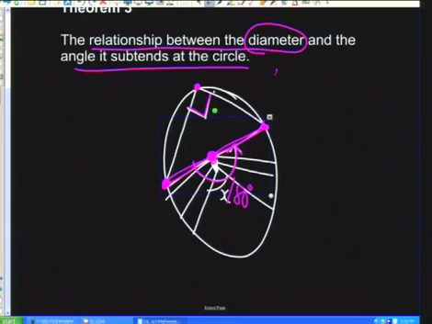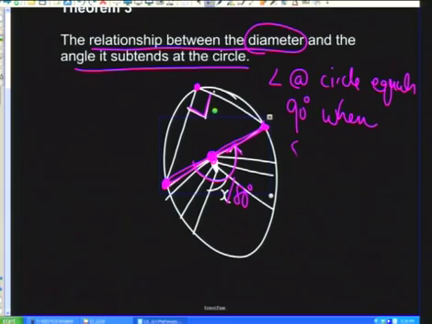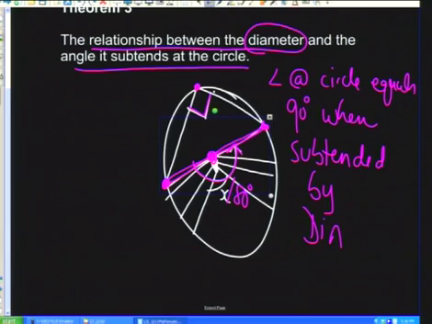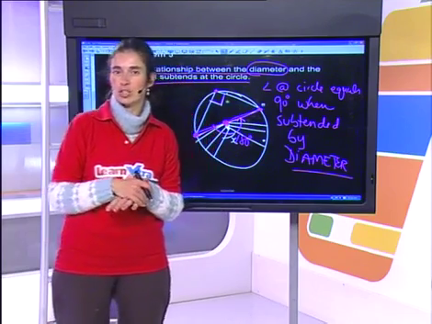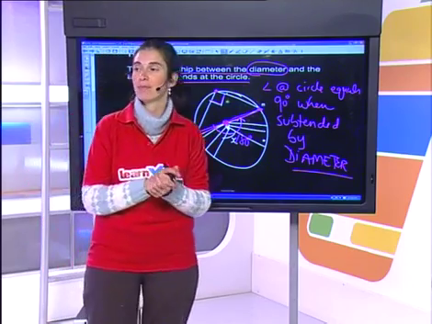So the angle at the circle equals 90 degrees when subtended by the diameter. And the way we would prove that we have a diameter is to show that a chord subtends 90 degrees. So we'll have a look at an example with that once we return back from Tebogo.